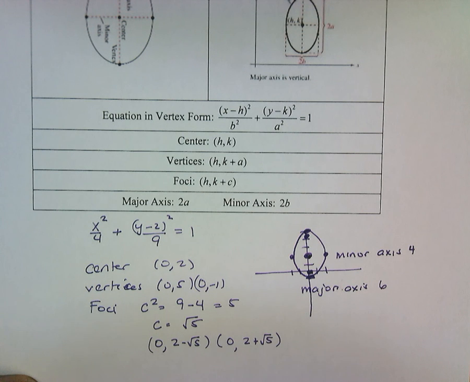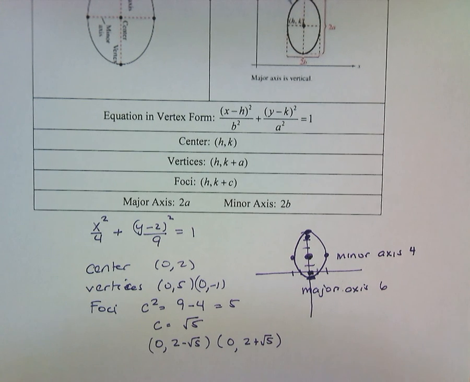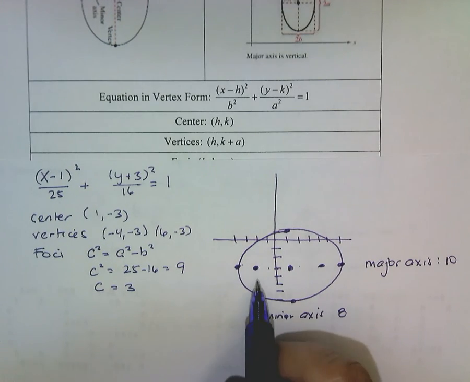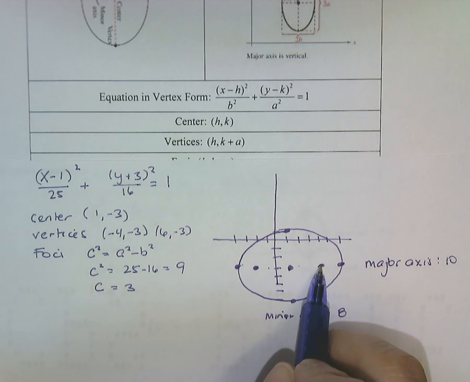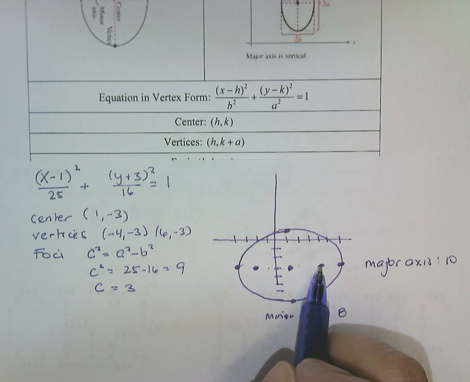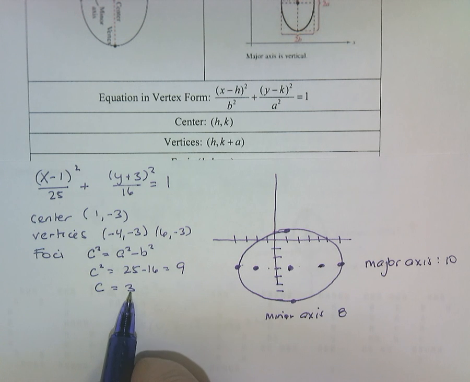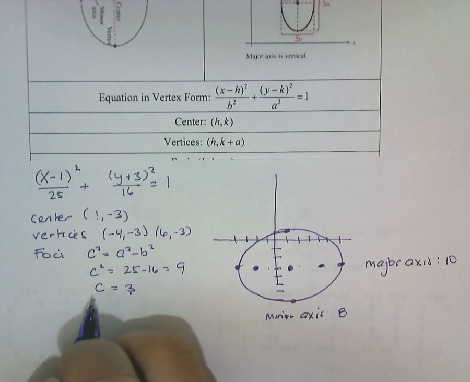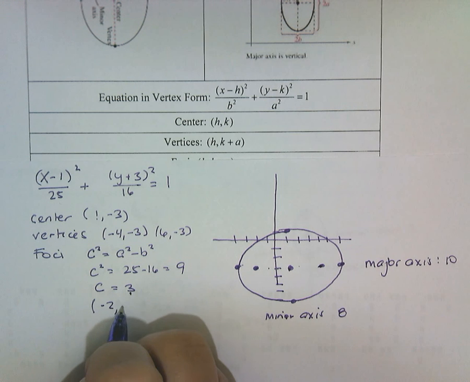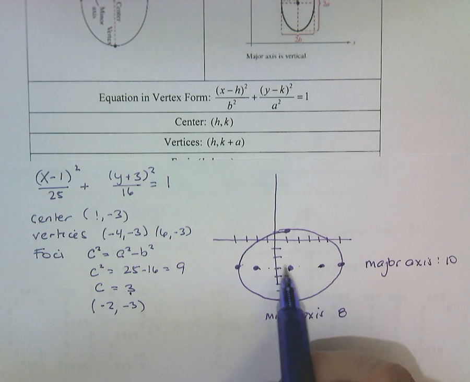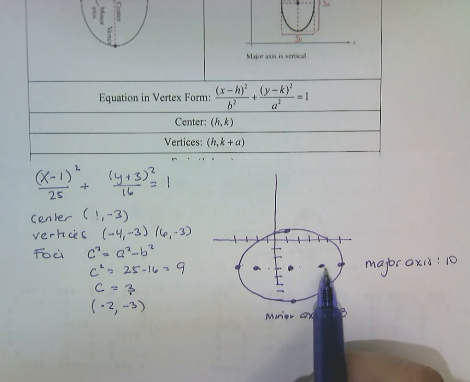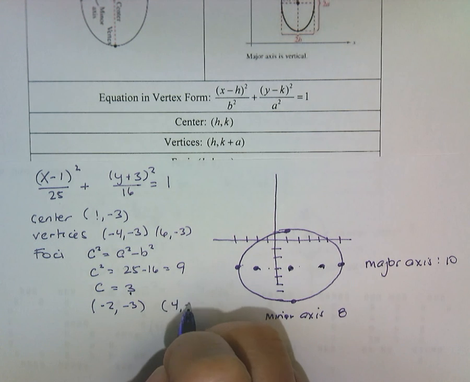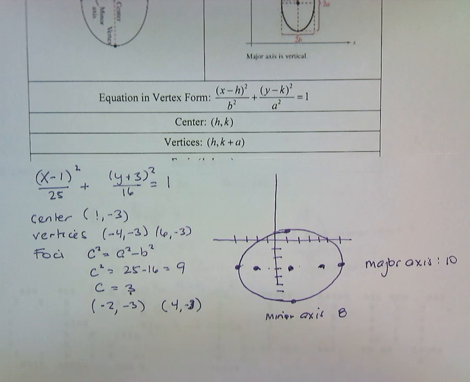Now let me go back to my other example, what I forgot to do. I drew the focus points on here. There's a focus point there, and there's a focus point there. I didn't tell you what they were. Well, I know I had to move 3 away from the center. So if my center's at 1 and I move left 3, it's going to be -2, -3. That's this point right here. If I start at 1 and I move to the right 3, I'm going to have 4, -3. So that's the part I forgot here.